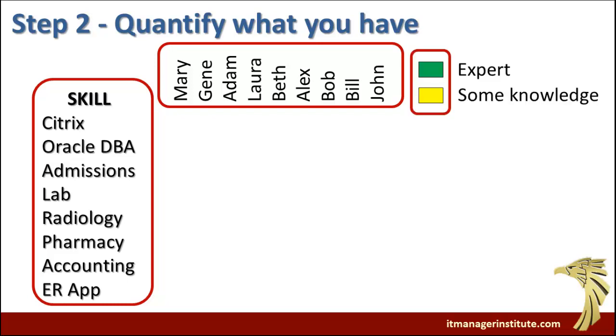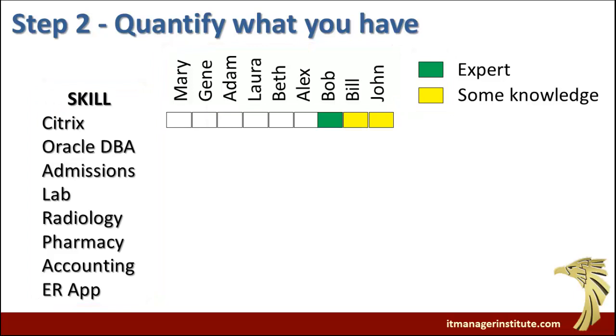And then the next thing we have is a color scheme. I'm going to go through an inventory of what skills each of my people have, and I'm going to identify if they have expert or functional knowledge, or if they have some knowledge. Maybe they're not experts and they're not truly functional, but they have some knowledge about that. Those will be coded in yellow. The experts will be coded in green.